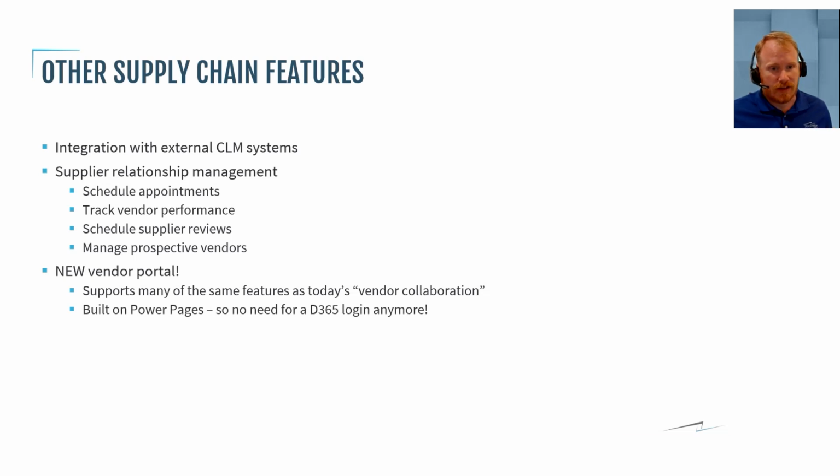I don't have any screenshots of this, unfortunately, but from what I've read, it basically supports the same functions that were in the vendor collaboration portal. It's just that now they're going to be accessible through Power Pages, through an external site. And it's going to support the same things: RFQ responses, bidding, purchase orders. They can view their purchase orders. They can view their invoices, things like that.